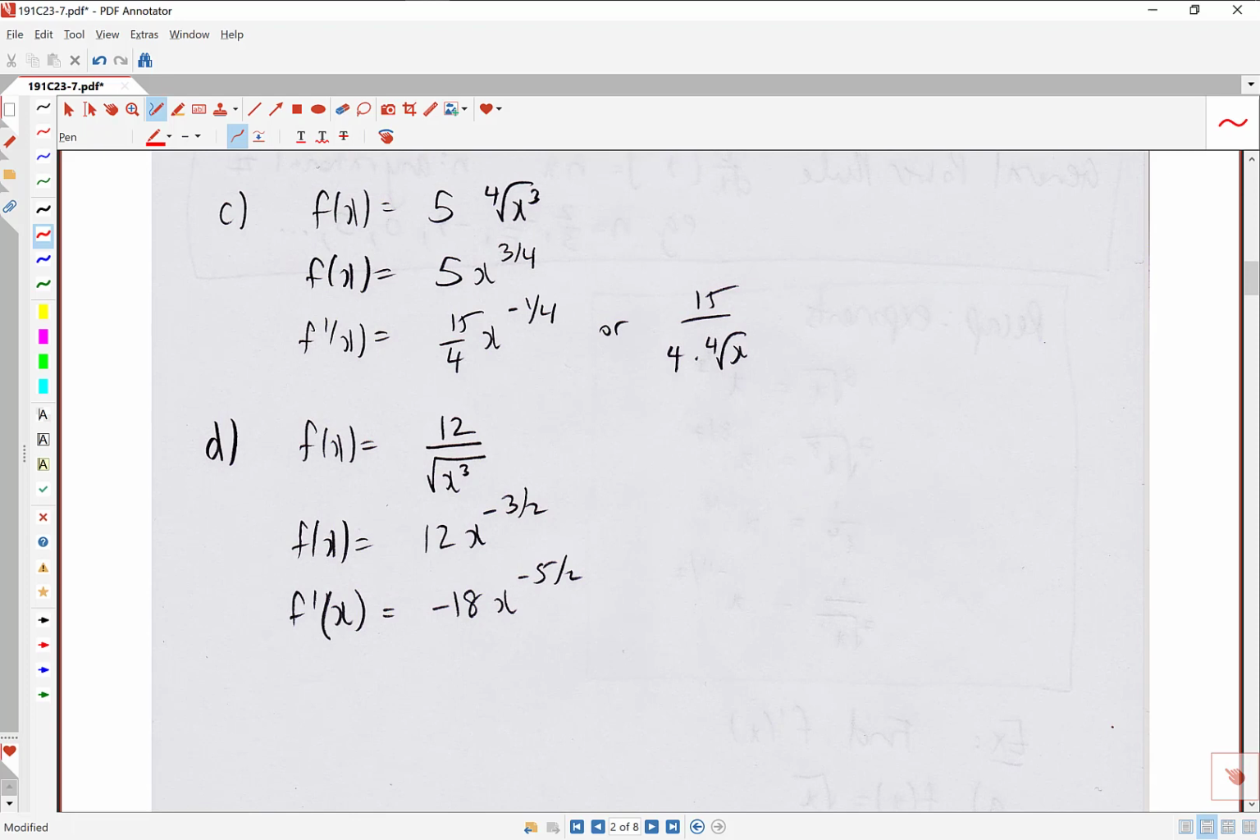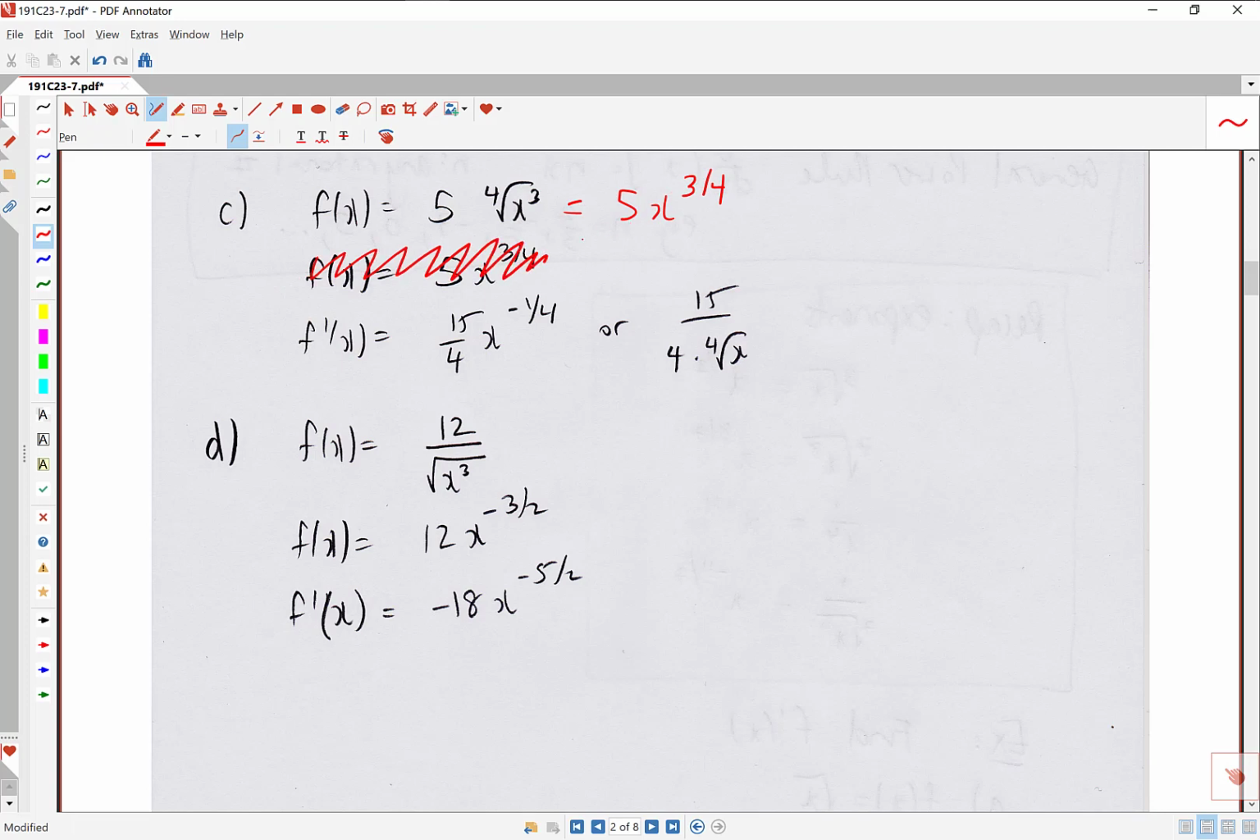For part C, okay, we've got 5 times the 4th root of x cubed. So again, let's do this trick of rewriting our function here. So that's 5 times x to the 3/4 if we want to write that in exponential notation.